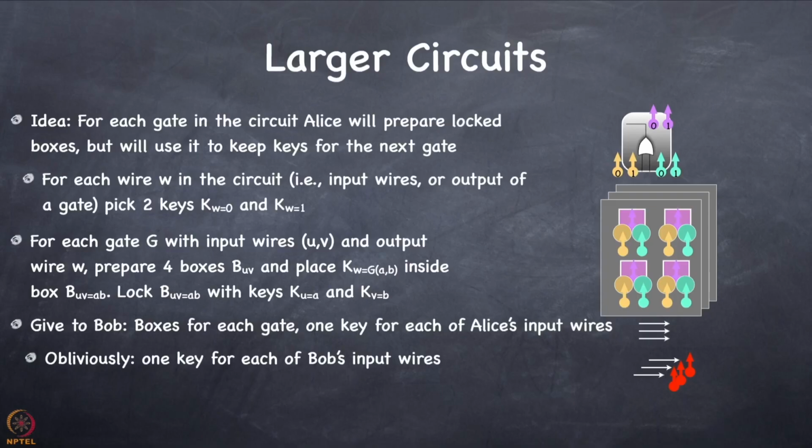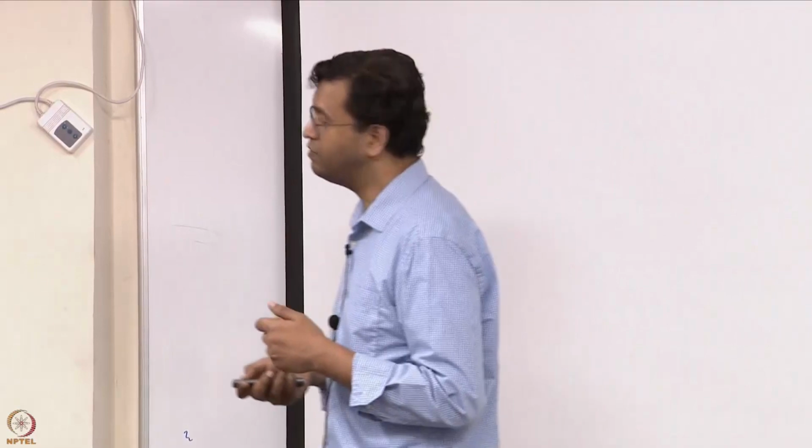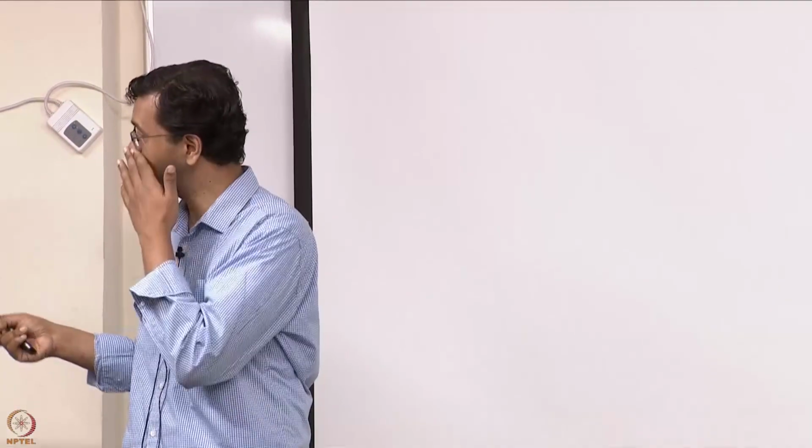And for Bob, we will do oblivious transfers. Again, one per each input wire owned by Bob. Here I wrote B, B, B, B, but they're all different B's, right? He will feed in whatever bit of input he has on that wire, and get back the key corresponding to that wire. And now, what does he have? He has all these boxes for each gate, and he has one key for every input wire.